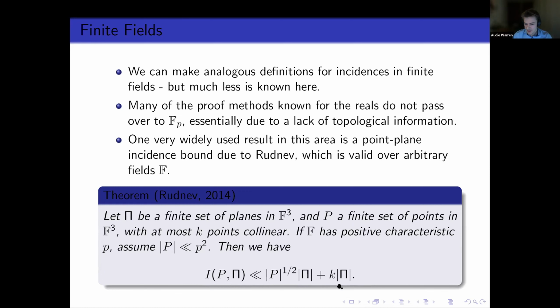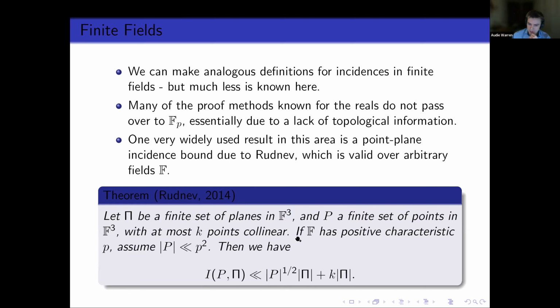So here again, we have this error term, k times |Pi|. This error term is very important because here we can actually be in the completely degenerate situation where we reach the trivial upper bound of |P| times |Pi| incidences. We can do this by having all of our points on one line and then having all of our planes containing that one line. However, with this restriction that we can only have at most k collinear points, we can deal with this degeneracy. So in that case, we get this upper bound.